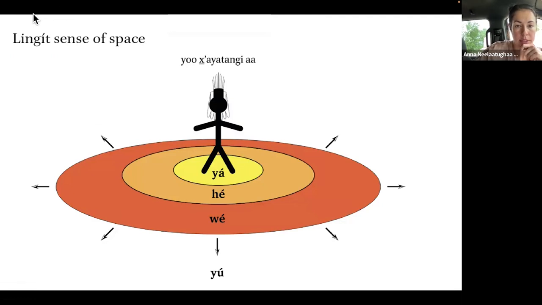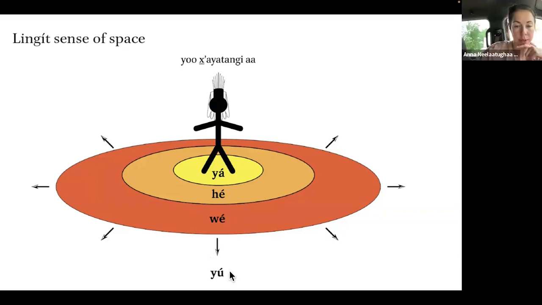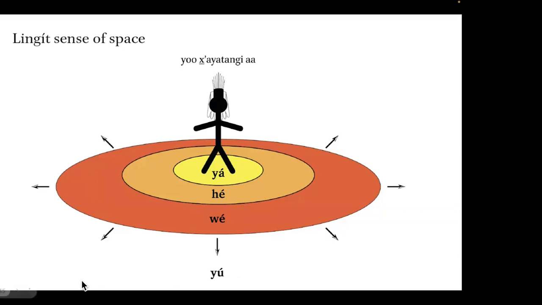Okay, so sense of space, just a quick review. Again, we can add these to different words, but to indicate where things are located in relation to the one speaking. Repeat after me.